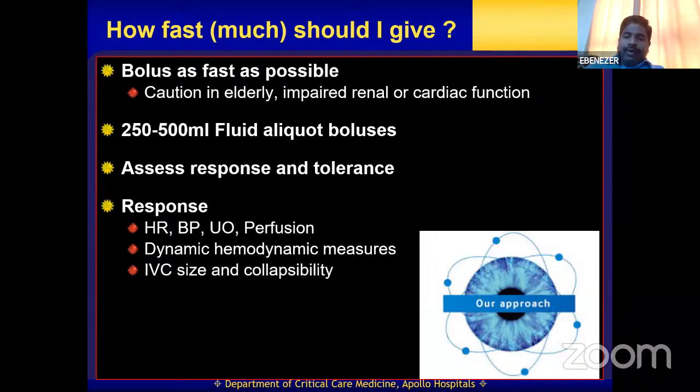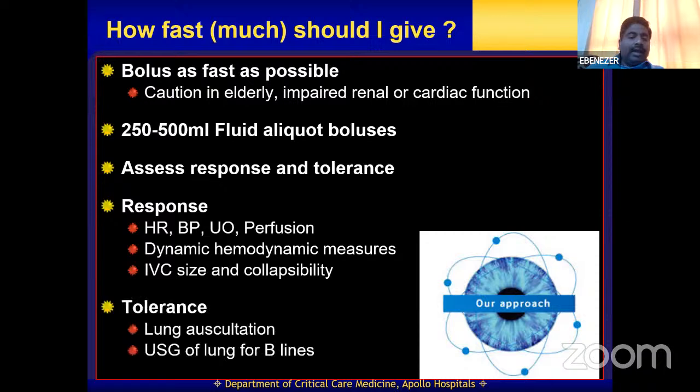Apart from that, if you're comfortable with an ultrasound, you can always look at the IVC size. You can look at the collapsibility. You can look at the left ventricular size. You can see whether it is underfilled or not. You can look at the ejection fraction. You can look at the cardiac function immediately. So based upon that, you can bolus as fast as possible. Usually the bolus is at 30 ml per kg. That is the bolus dose which has been advocated.